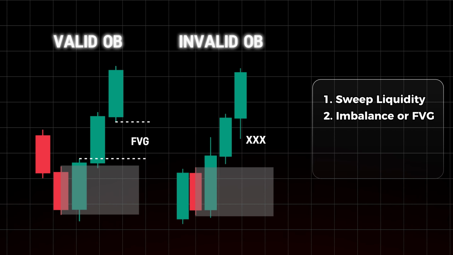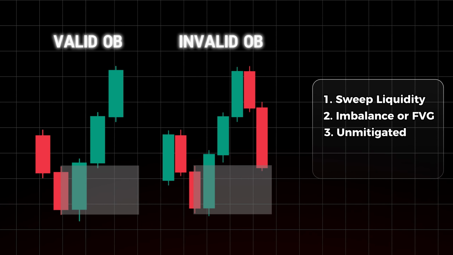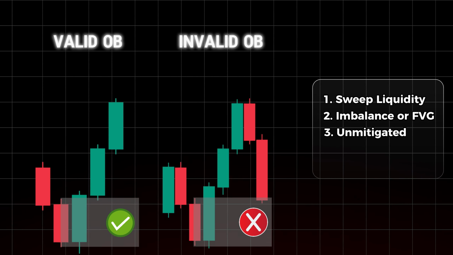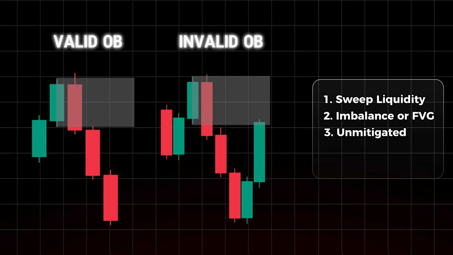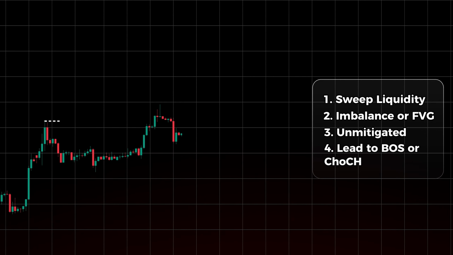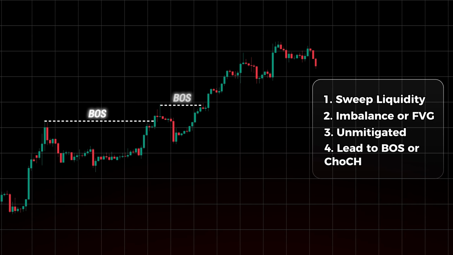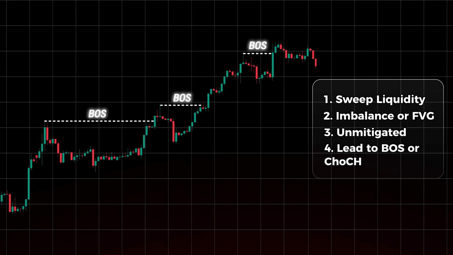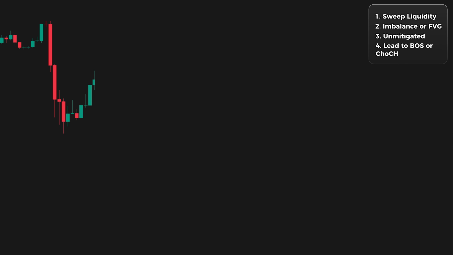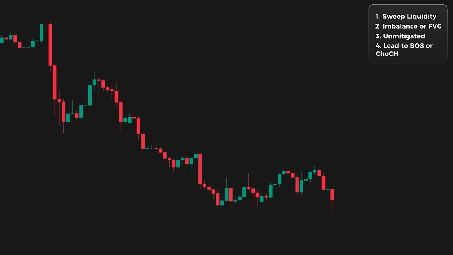Third, order blocks must be unmitigated, meaning they are most effective on the first retest. Once an order block is mitigated, it is no longer considered a reliable area for future trades. Fourth, a high-quality order block must lead to a break of structure or a change of character, confirming a shift in market direction. To solidify our understanding, let's look at some real examples.